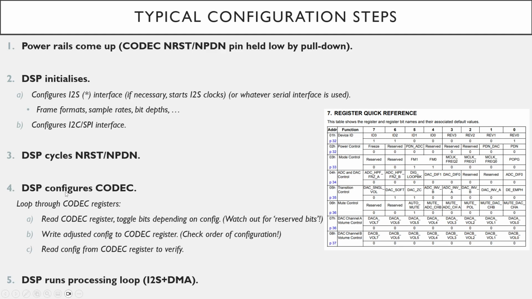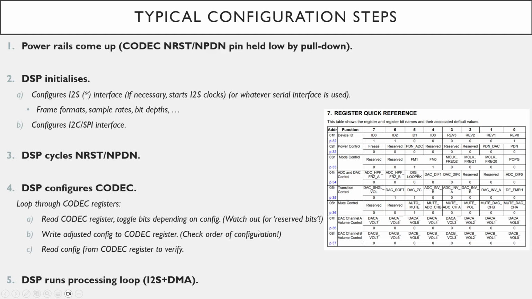Quite simply, the usual way we do this is we check the registers from the datasheet. For example, here, for the device we're using, I've pasted in the register quick reference guide on the right-hand side. So we go through each one of these registers, or at minimum, just the specific ones we need. We'd read the codec registers, toggle the bits depending on config, and we have to watch out for some reserved bits, and we'll see this in just a second. Once we toggle the bits, we write back this adjusted configuration to that specific codec register. And then finally, we read back that written value just to verify that we actually wrote that value to that register. Again, just like a double or triple check.